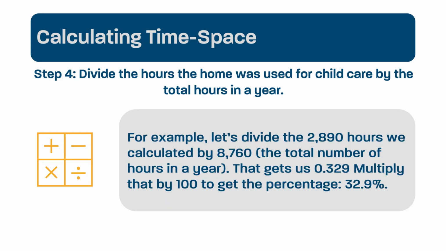Step 4. Divide the hours your home was used for childcare by the total hours in a year. For example, let's divide the 2,890 hours we calculated by 8,760, the total number of hours in a year. That gets us 0.329, multiply that by 100 to get the percentage, 32.9%.